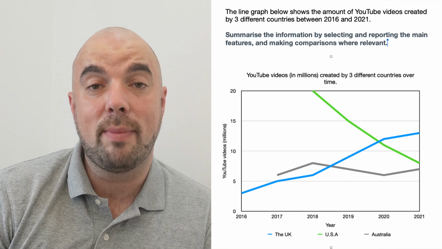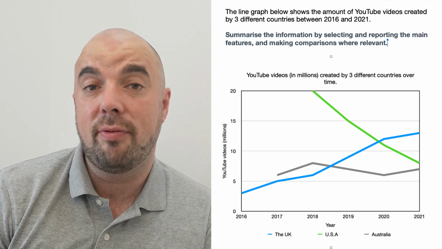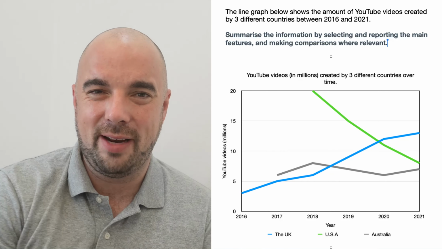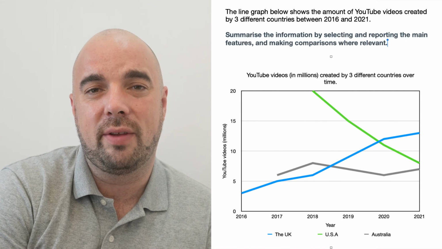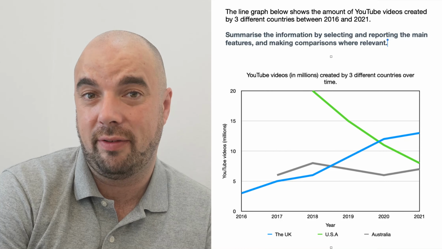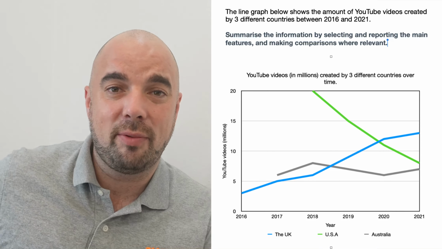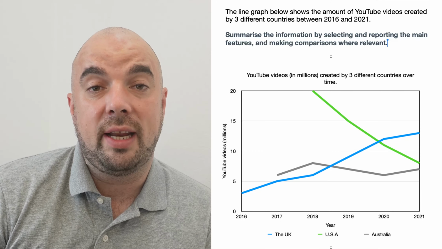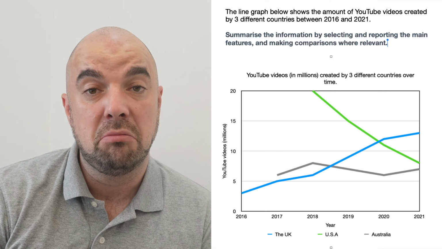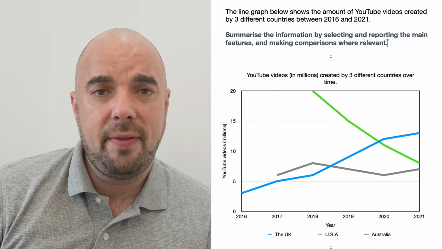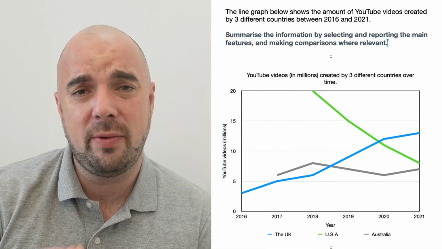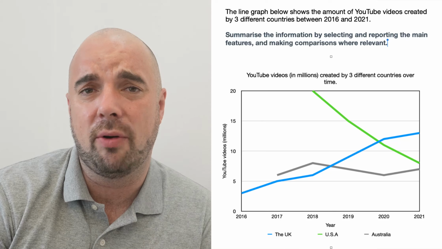The line graph below shows the amount of YouTube videos created by 3 different countries from 2016 to 2021. Summarize the information by selecting, reporting the main features, and making comparisons where relevant. So let's have a look. As we can see from the graph, the amount of videos created in the UK goes up over time. The amount of videos created in the USA goes down every year. And the amount of videos in Australia stays around the same. Okay, so already we have 3 main features that we can talk about in this graph.